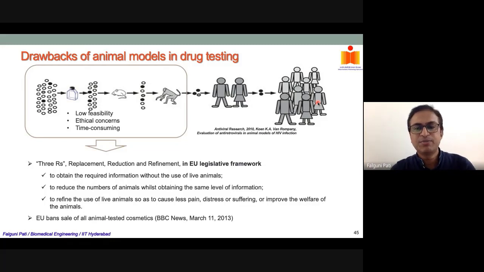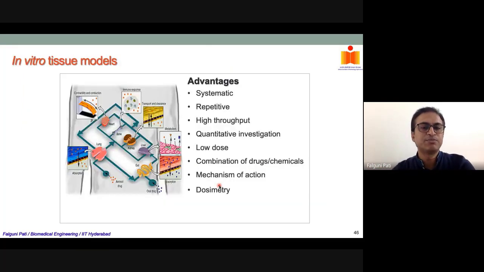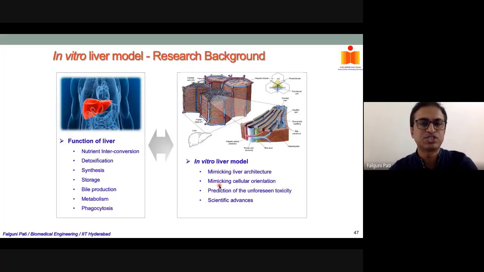It needs a huge amount of investment, and there are ethical concerns because we are using animals, and many times the response is also not good. That's why there are recommendations from various funding agencies to minimize animal use and to go forward with human-specific in vitro models. These human-specific in vitro models are very powerful, because many systematic and repetitive studies can be done. These are high throughput, so we can get results very fast. Quantitative investigation can be done, different types of doses can be used, and dosimetry can be studied. So all these different types of things can be done. That's why in vitro tissue models are very much used.